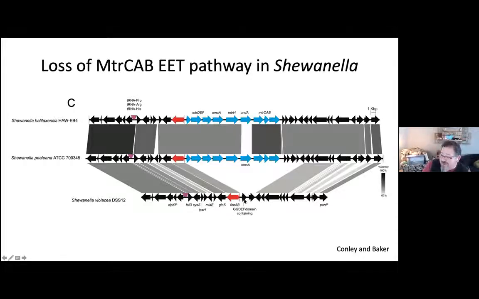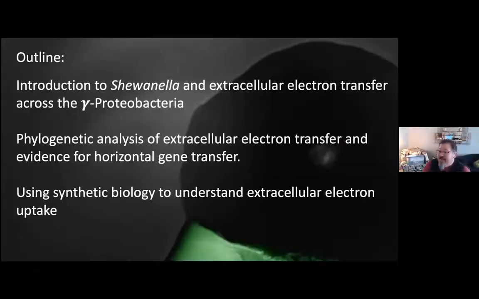So we have very similar sequences up and downstream, but those are just gone here. So we think that's a case of it being lost. Okay, so that was some of the work there on the extracellular electron transfer and how it moves around.